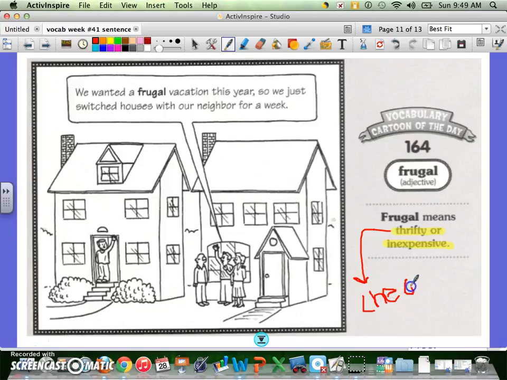It's basically saying when you're frugal, or thrifty, that you know how to save money in a good way. But when you call somebody cheap, it has a more negative connotation. You're kind of implying that they're saving money to an excessive amount, like they don't really need to do it. We wanted a frugal vacation this year. They wanted an inexpensive vacation this year. So we just switched houses with our neighbor for a week. Sounds like a terrible vacation to me.